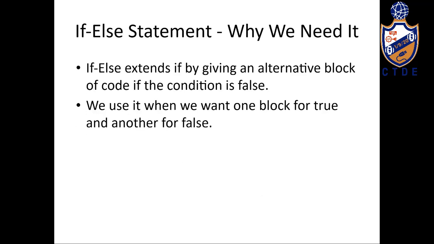Now the if else is going to give us an alternative block of code if the condition is false. What should we do then if the condition is false? The if statement only checks if the condition is true. If it's false, the program just skips it and continues to the other lines of code. But the if else statement gives us an alternative block. So we use it when we want one block for true and another for false. That means if this is true, you should do this. If it's false, then you should do this.